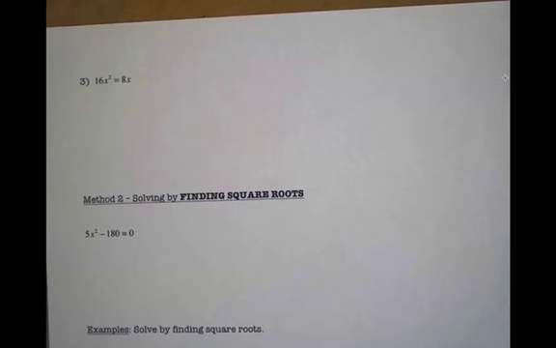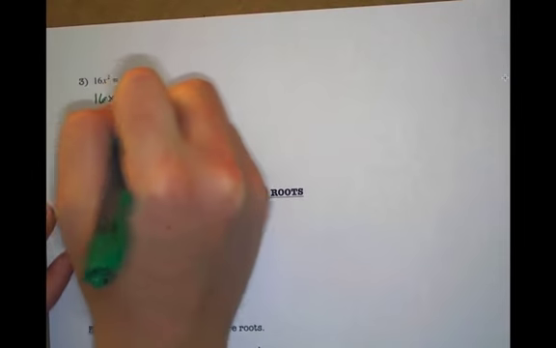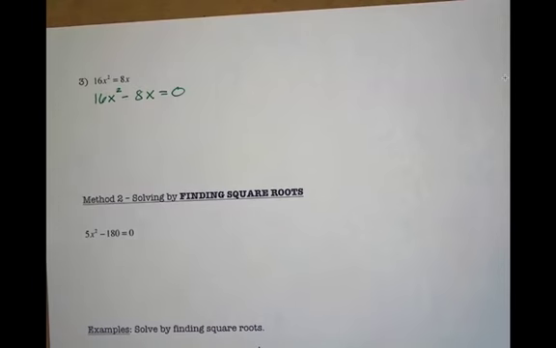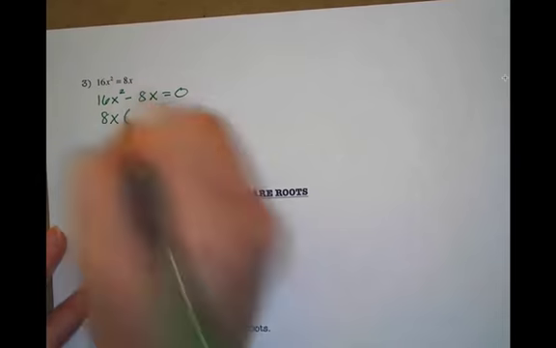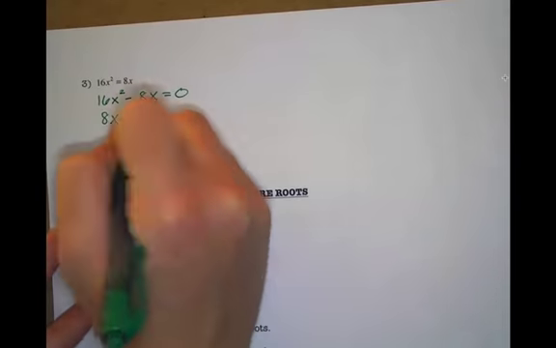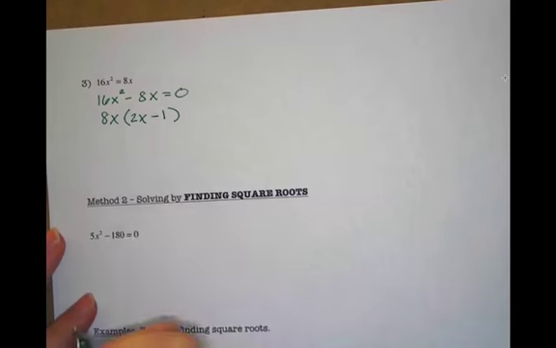So 16x squared equals 8x. Okay, so we need to get that equal to 0. So let's subtract the 8x. So 16x squared minus 8x equals 0. And we want to factor. So it looks like we have a GCF of 8 and also an x. So I can take that out, and I'm left with 2x minus 1. Okay, and that equals 0.